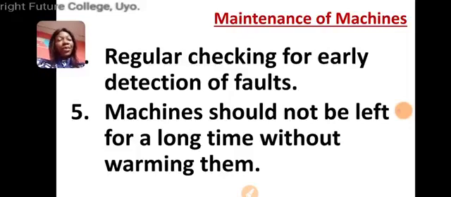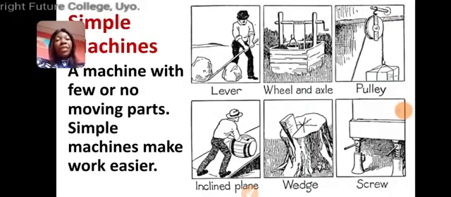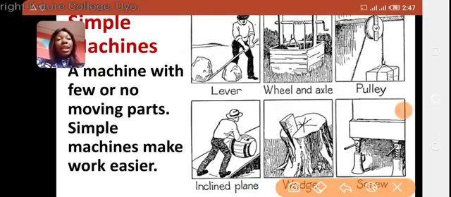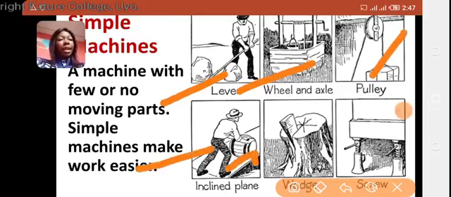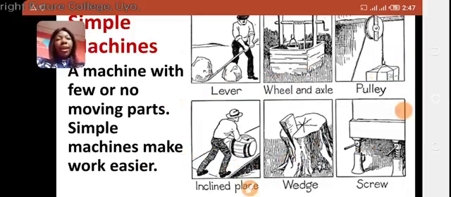Are you following? Okay. Remember, we've been discussing simple machines. If you've forgotten what a simple machine is, let me tell you. A simple machine is a machine with few or no moving parts, which makes work easier. And we say that we have how many kinds of simple machine? 6. Lever, wheel and axle, pulley, inclined plane. This is the inclined plane. This is what? Wedge and what? Screw. These are the 6 types of simple machines that we have.